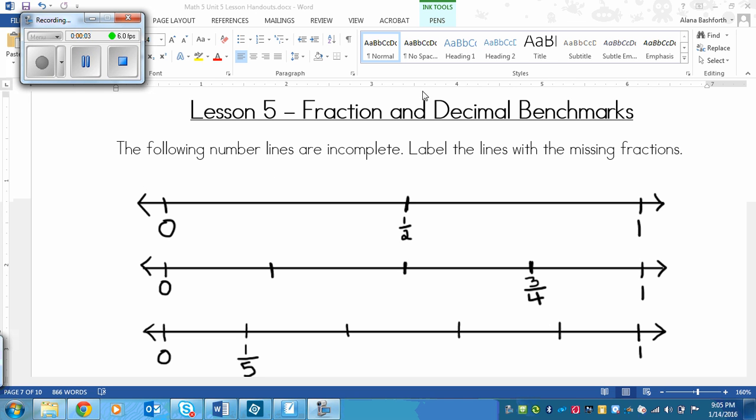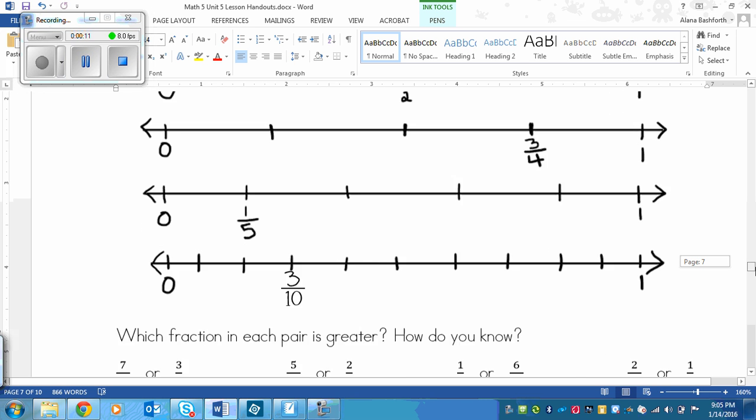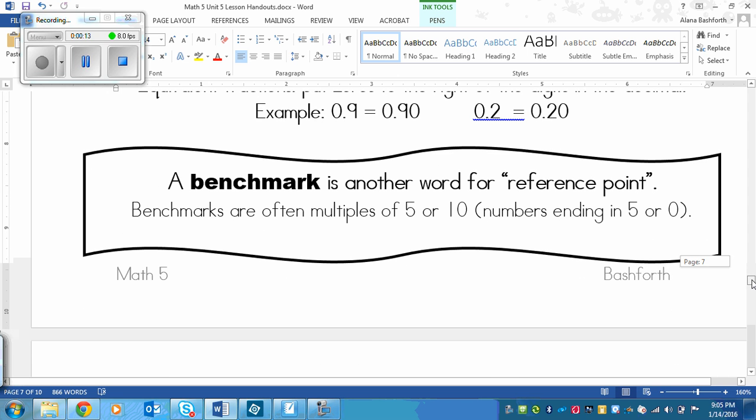This is a lesson on fraction and decimal benchmarks. So, before we get into it, let's look at the bottom. I put a benchmark definition. So, remember that a benchmark is another word for reference point. Benchmarks are often multiples of 5 or 10, numbers ending in 5 or 0. So that's what they often are.